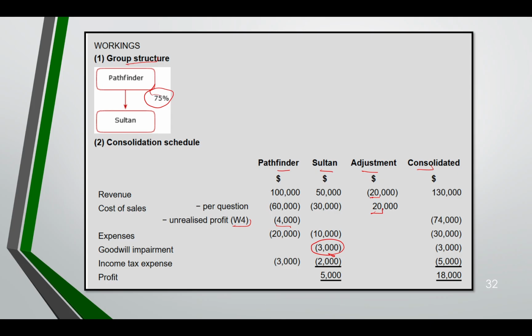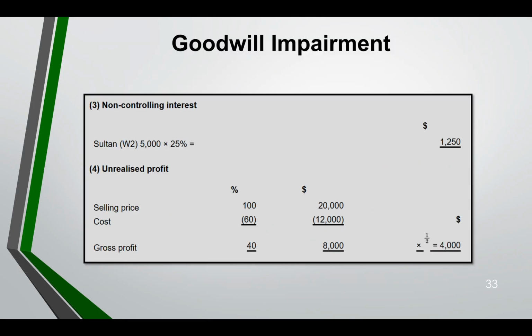So we need this 5,000 profit figure of the subsidiary later on. So moving to 3, when we want to find out the NCI, we have taken that profit of Sultan and taken 25% and got this. Then 4, how did we get unrealized profit?